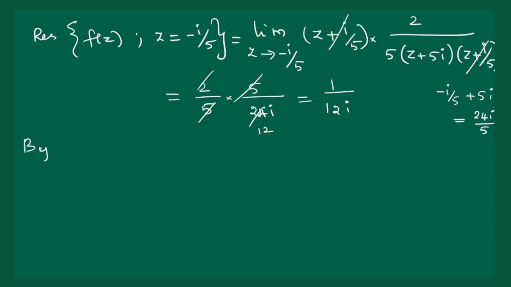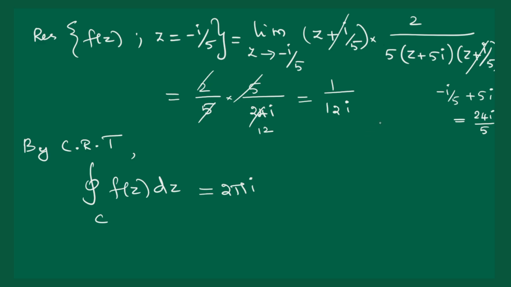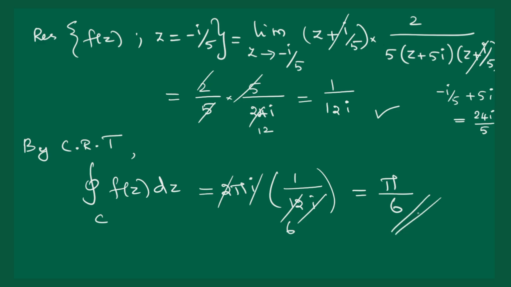Now by Cauchy residue theorem, the integral over C of f of z dz is the given question. The Cauchy residue theorem states that this is equal to 2 pi i into the sum of all residues. Sum of all residues means here we have only one residue, so we have to write it here. The residue is 1 by 12i. So we can simplify this, cancel i and cancel this. So the final answer will be pi by 6. So the value of the integration is pi by 6.